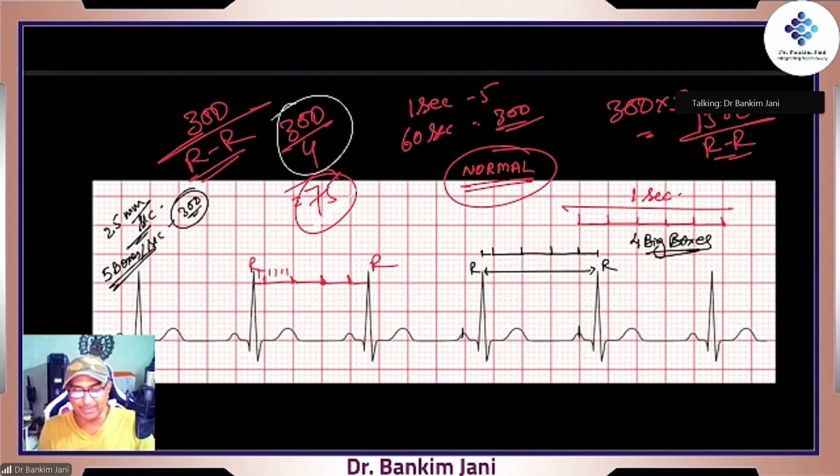If you want to be more accurate, you will use this formula, 1500 upon RR in small boxes. Why 1500? Because every big box comprises 5 small boxes. So that way you can be very accurate about exactly what the heart rate is. All you need to remember is 300 by the big boxes, and 1500 by the small boxes. So that's how we take the heart rate.